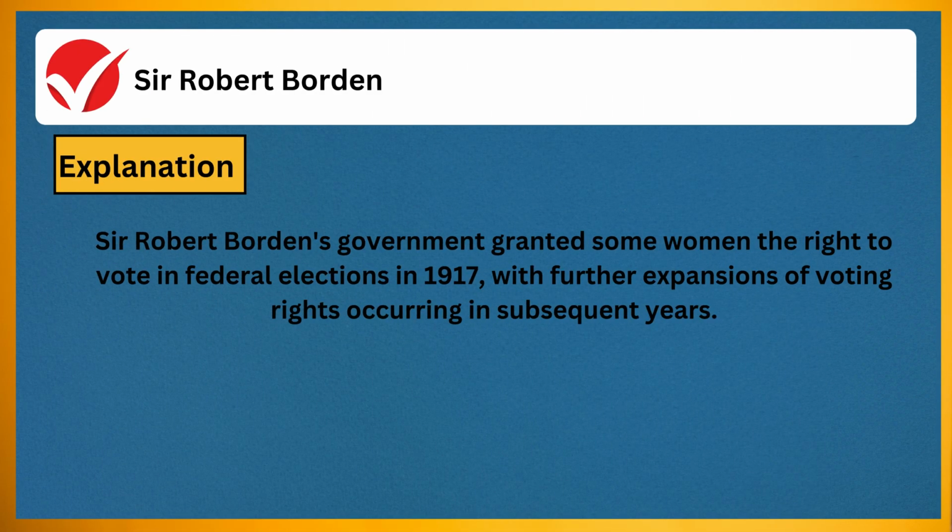The correct answer is Sir Robert Borden. Explanation: Sir Robert Borden's government granted some women the right to vote in federal elections in 1917, with further expansions of voting rights occurring in subsequent years.